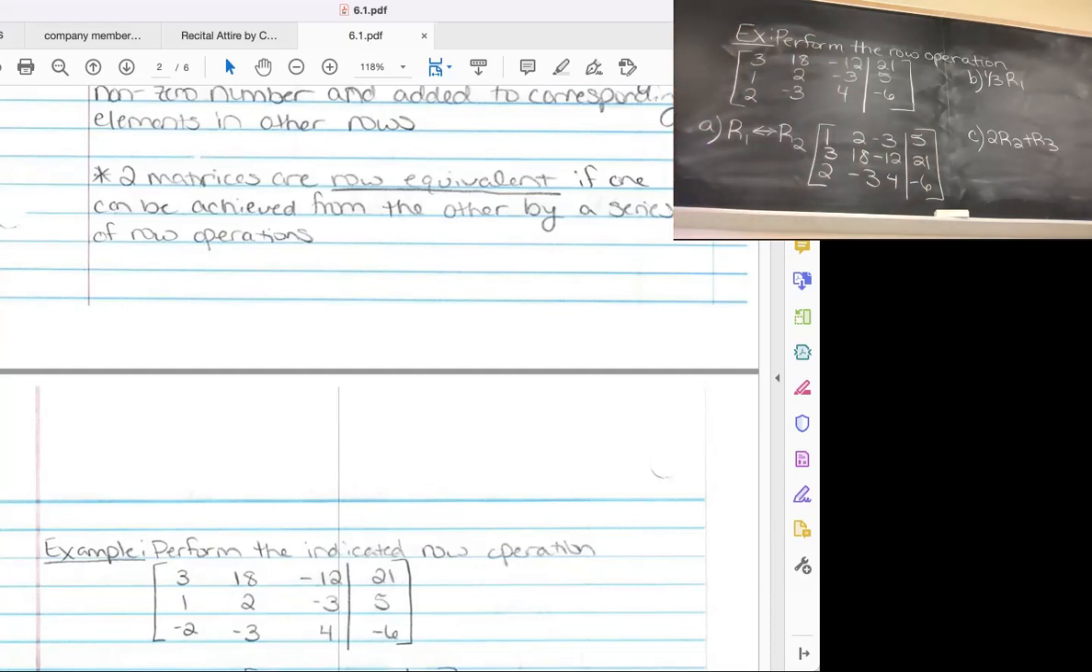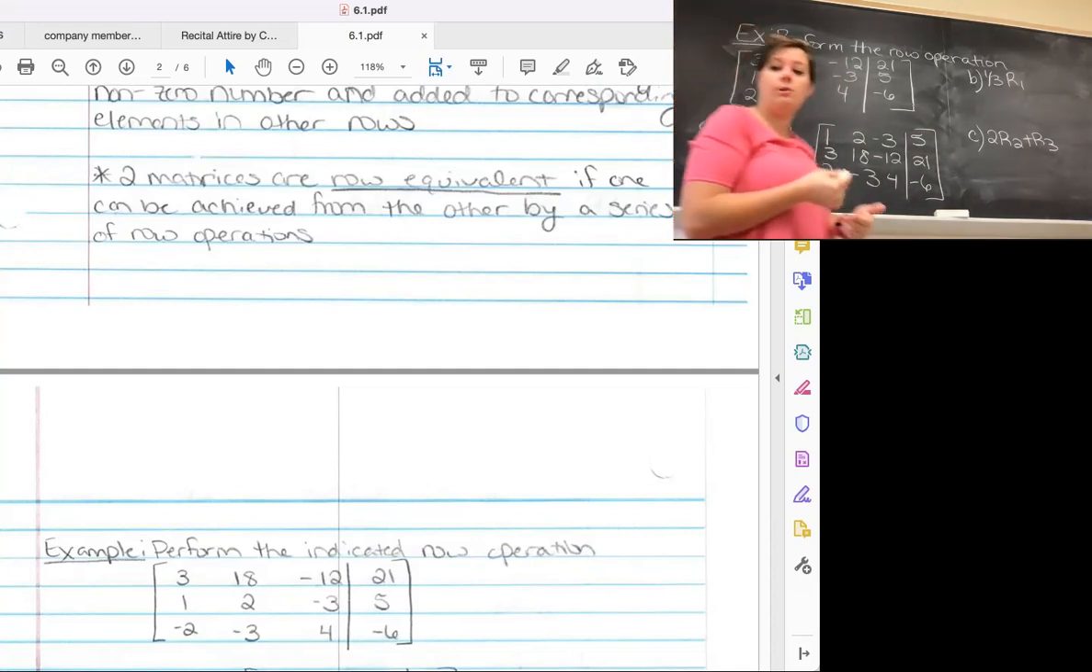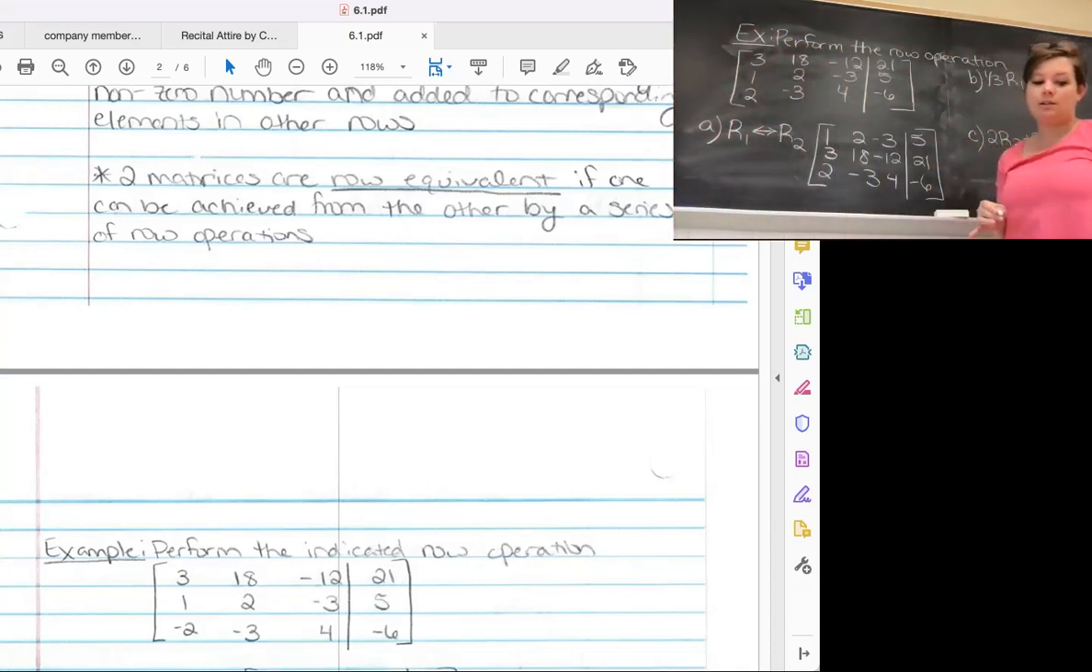So when you interchange or switch 2 rows, that's literally all you're doing. You switch the 2 rows they indicate, and that's it, you move on.